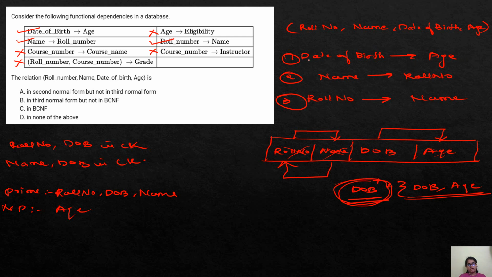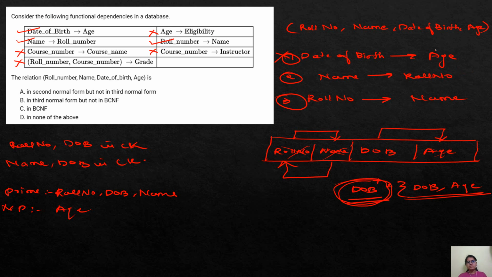So let's check here, date of birth. See, this is violating 2NF because date of birth here is a partial dependency, because roll number and date of birth is a CK and part of the key is date of birth, which is a partial dependency. And also if we check the right-hand side, it is a non-prime attribute, so that is why it violates the rule of 2NF, and it is not in 2NF. It is in 1NF but not in 2NF.